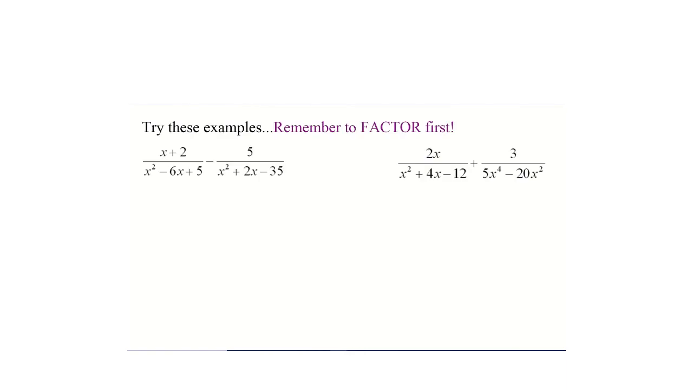Okay, let's do a couple more with some factoring. Let's have a look at these two, and then these should be good to get us going. Okay, so I'm going to take the first one, x plus 2, and I'm going to factor the denominator. So multiply to get 5, add to get minus 6 would be x take away 5, x take away 1.